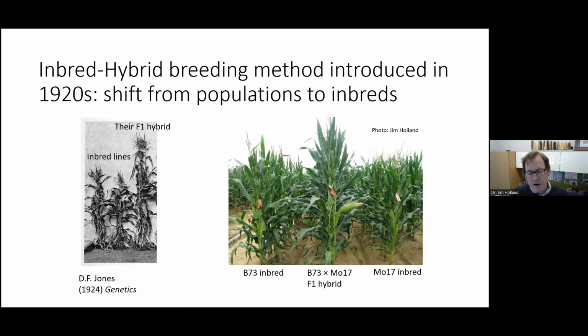But part of this differentiation between temperate and tropical gets exacerbated by the development of the inbred hybrid breeding method. This was actually proposed by Jones, 100 years ago now, where he showed that, yes, if you make inbred lines, they get short, they're weak, they're not very good, but if you cross unrelated inbred lines, you can make F1 hybrids that are quite robust. So here's a picture of the famous B73 inbred from Iowa State, and Mo17 from the University of Missouri. If you cross these, you get a very robust and high-yielding hybrid.